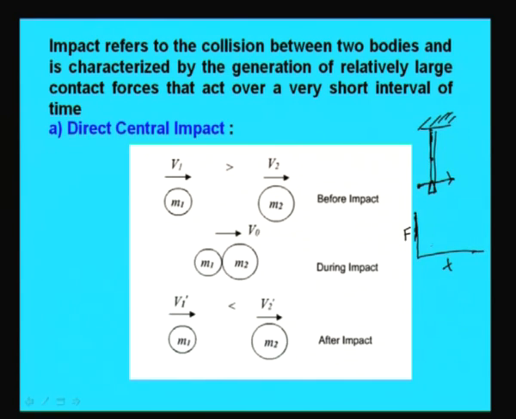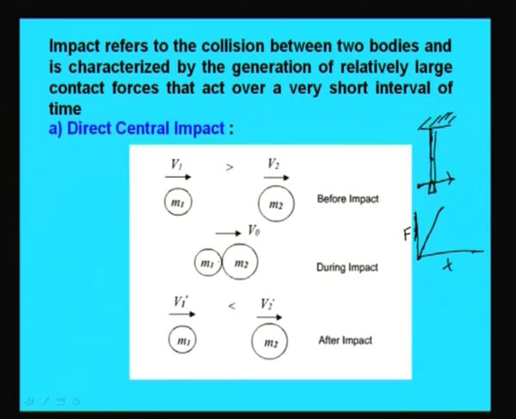So in the beginning, just when the body has touched another body, at that time the force is 0. Then after that, the force increases, and it keeps on increasing, and more deformation starts taking place. As more and more deformation takes place, a force is being applied on body m2, so its velocity is increasing from v2.